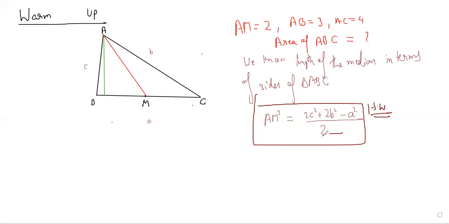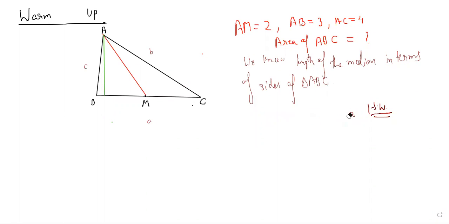Do you guys agree? From there you can find the third side because the median is given, and then you can find the area. But we want to do it in a different way. We don't want to find the third side because only the area is asked. So then how do we do it? We want to find the area directly, without finding the third side.